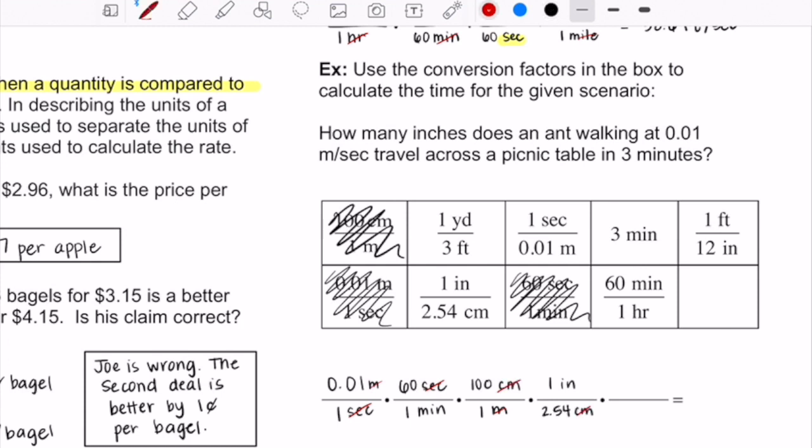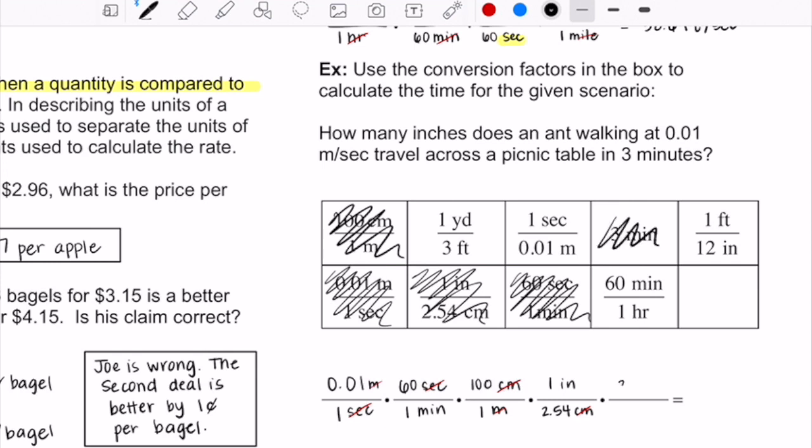If I stopped right now, I would be in inches per minute, but I'm not trying to figure out inches per minute. I'm trying to figure out how many inches do they walk in a total of 3 minutes. So I'm actually going to need to use one more conversion factor here. Oh, I already used this one. I'm going to need to use one more conversion factor here, and it's that 3 minutes right here that's all by itself.